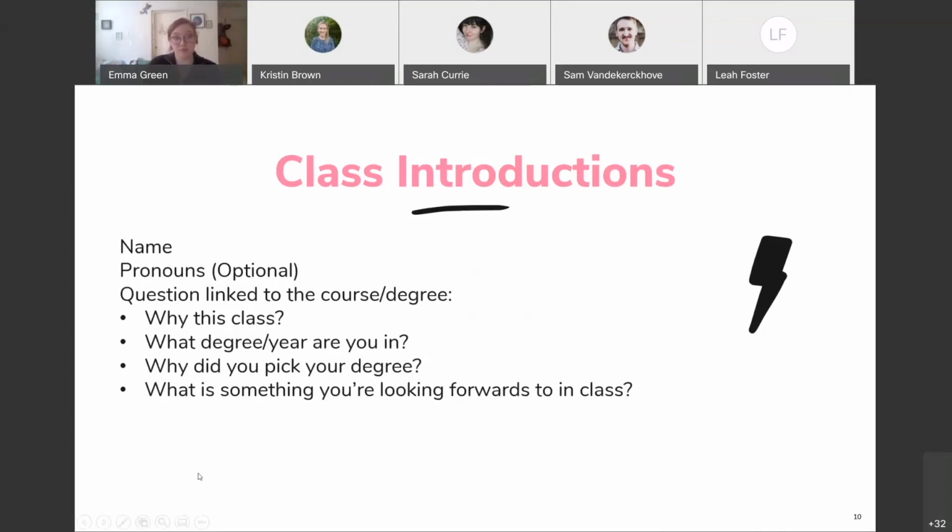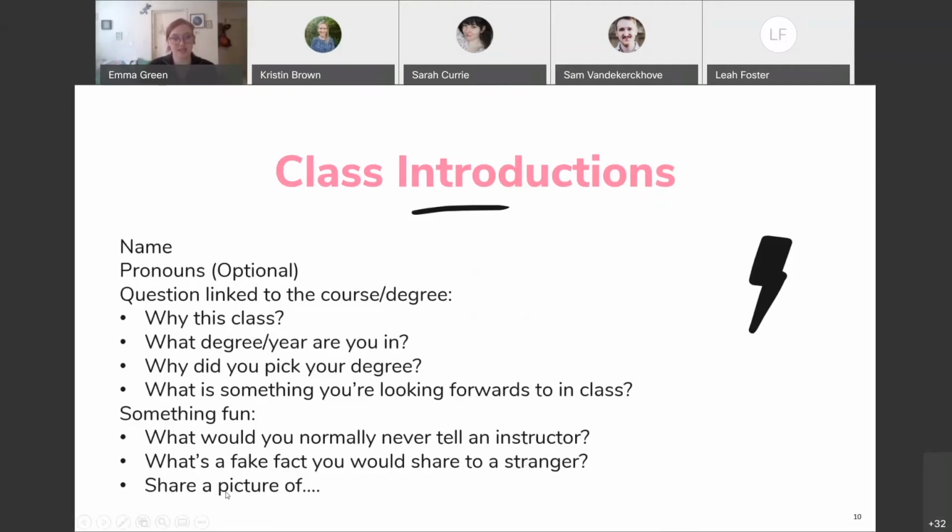And then moving beyond the course thing, because a lot of students I think are used to this sort of why your degree. I know I get this question a lot when I go home and people are like, so you're doing a PhD because, and so instead I also ask, tell us something fun. What would be something you would normally never tell an instructor? What's a fake fact that you would share to a stranger or share a picture of?